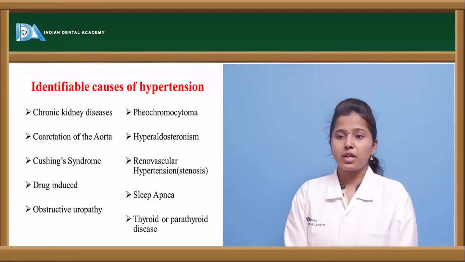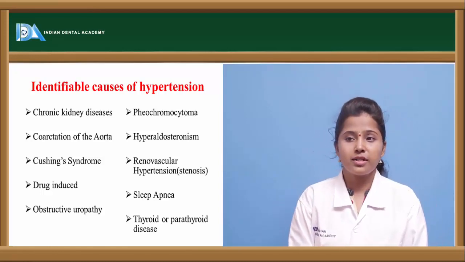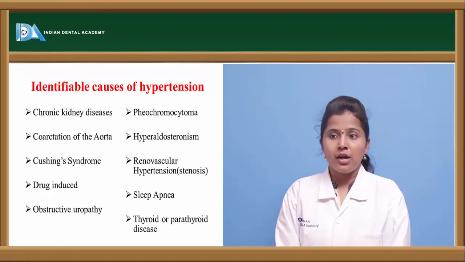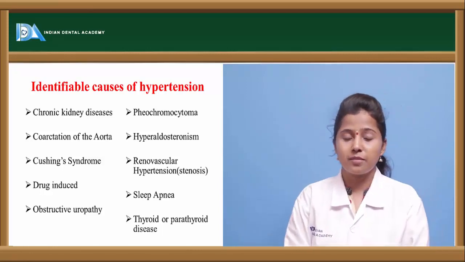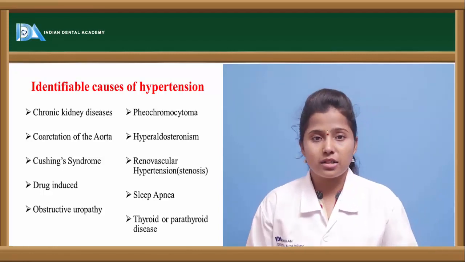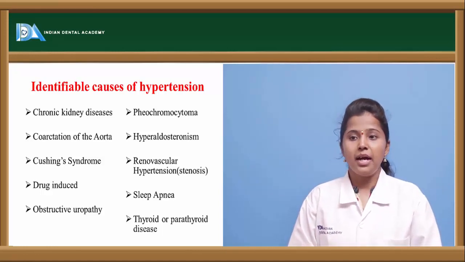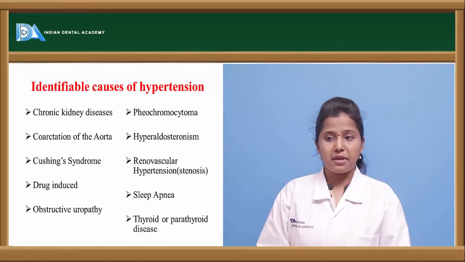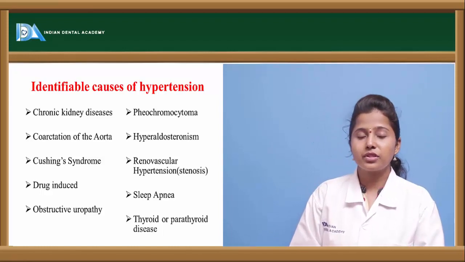And the other ones are obstructive uropathy, pheochromocytoma, hyperaldosteronism. Pheochromocytoma and hyperaldosteronism are related to the adrenal gland. Pheochromocytoma is a condition of a tumor in the adrenal gland. And hyperaldosteronism, if the aldosterone levels are increased or aldosterone secretion is increased, then that condition is called hyperaldosteronism. And renovascular hypertension, that is renovascular stenosis, and sleep apnea, and thyroid or parathyroid diseases. These are all the causes which lead to hypertension.